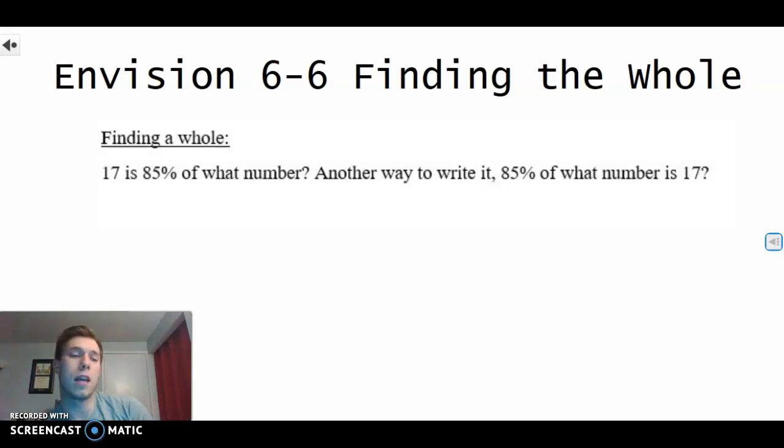So today we are going to cover our last section in topic 6, which is 6.6, and that is working on finding the whole. Now recall in our last lesson we did 6.5, which dealt with finding the part and percent, and dealing with the aspects of percents. So today we're just focusing on the whole.